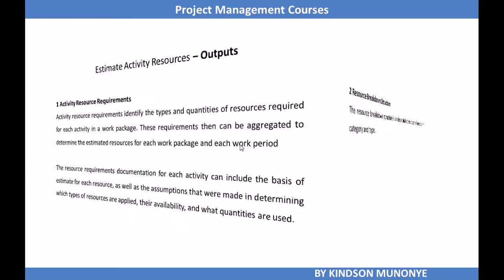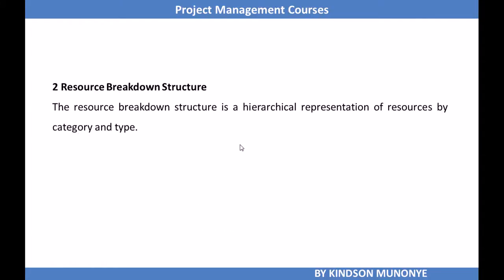Alright, the next output for the estimate activity resources process is the resource breakdown structure. The resource breakdown structure is a hierarchical representation of resources by category and type. Remember, when we discussed the scope management knowledge area, we talked about the work breakdown structure, but in estimate activity resources we are talking about the resource breakdown structure. It's a hierarchical chart that represents the resources by category and by type. The amount of detail and the level of accuracy of the resource requirement description can vary based on the needs of the project.